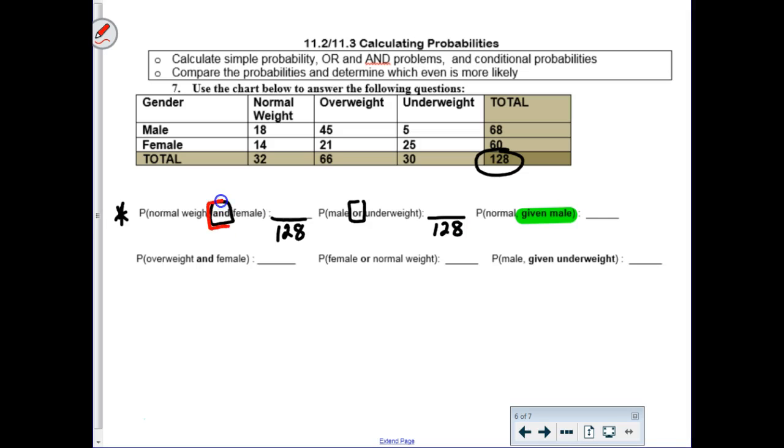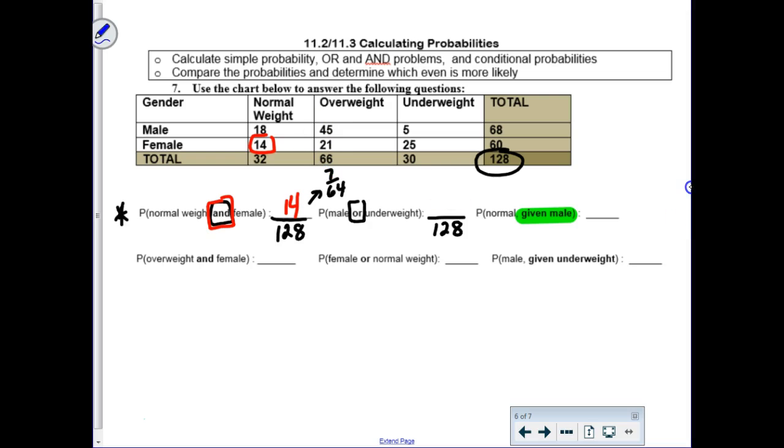Now when it says find the probability of selecting somebody who is normal weight and female, this is where you just go to your chart and you find that one group of people who are both normal weight and female. So that would be these ladies right here. So 14 out of 128. You can reduce that if you'd like. I think it comes out to 7 over 64.